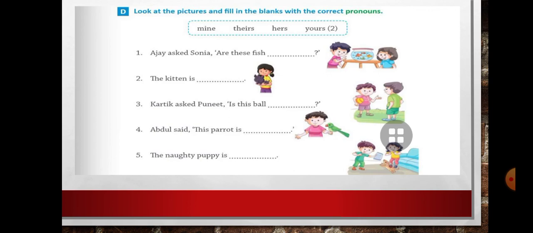Ajay asked Sonia, are these fish yours? The kitten is mine. She is saying the kitten is mine. So children, you will see the pronouns in the box and fill them in here.